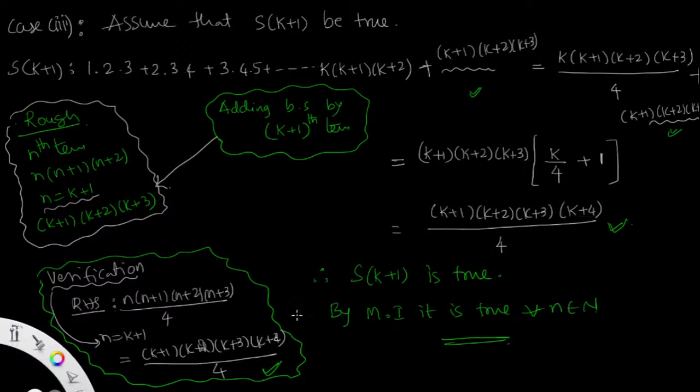By checking whether it is correct or not, do the verification: in the RHS of the question put n equal to k plus 1. Both the terms will be equal. So the statement is verified. Therefore, by mathematical induction, it is true for all n belongs to N. That is the question. Okay. Let's go to the second question.